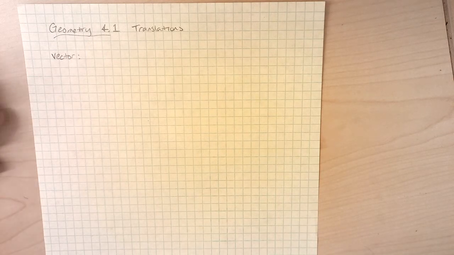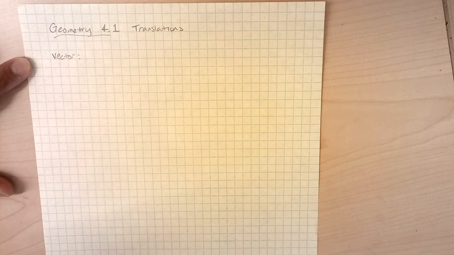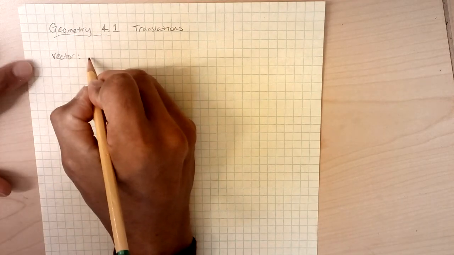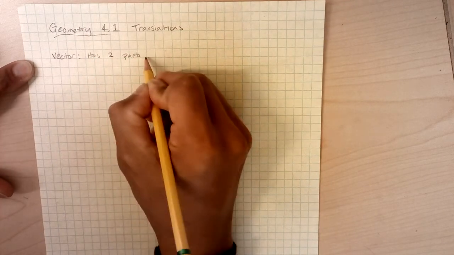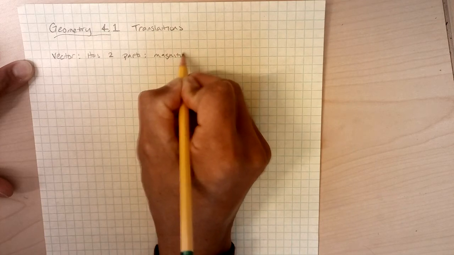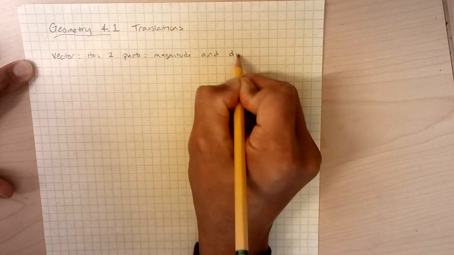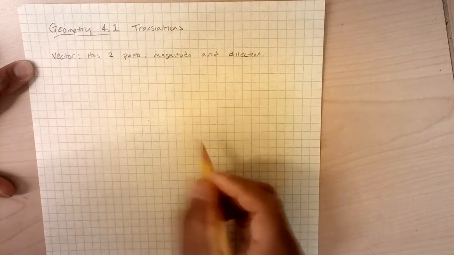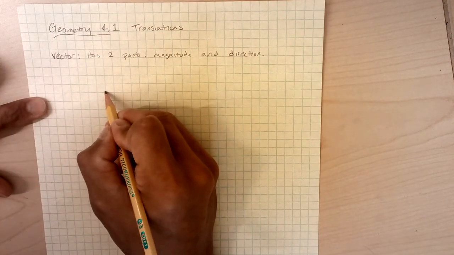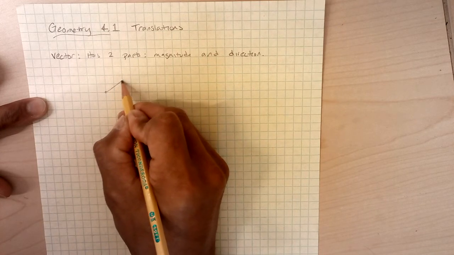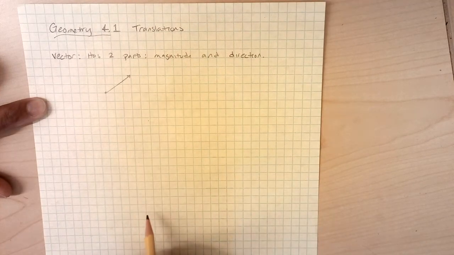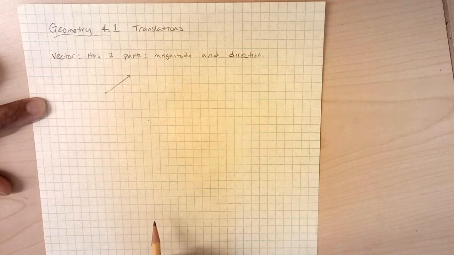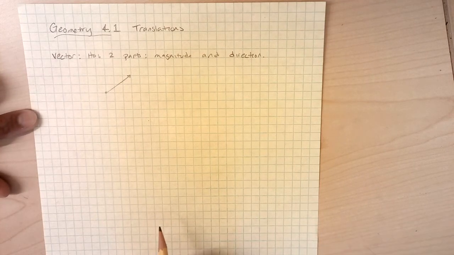One way to show a translation is using a vector. So a vector has two parts, magnitude and direction. And then to express a vector looks like a ray. I'm specifically using graph paper right now so you could see the parts of the vector. The magnitude is the length of the vector. Even though it looks like a ray, it doesn't go forever in one direction. And then the direction is which way you go.